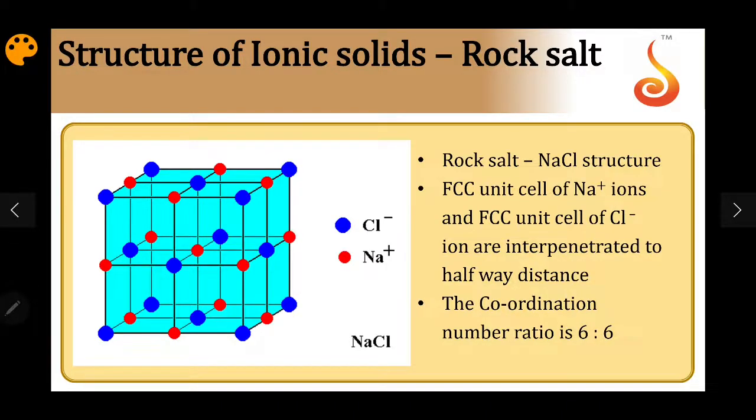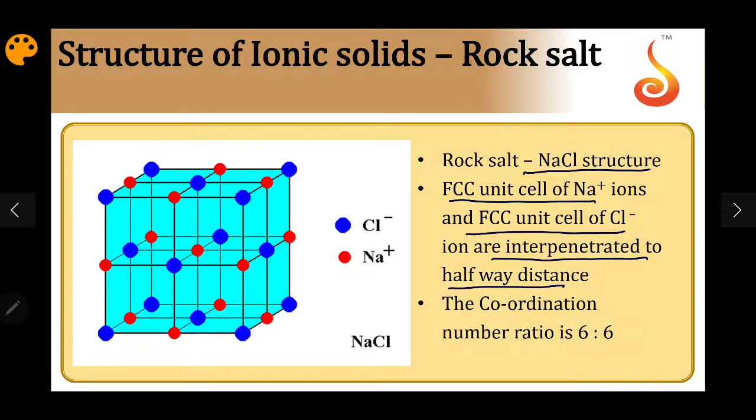Simple structure of ionic solids. This is called the rock salt structure or NaCl structure. We can see very clearly the FCC unit cell of Na+ ions and the FCC unit cell of Cl- ions are interpenetrated up to half a distance. Then we get the entire crystal lattice.